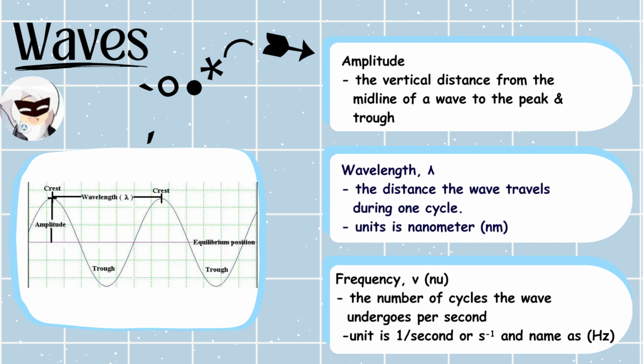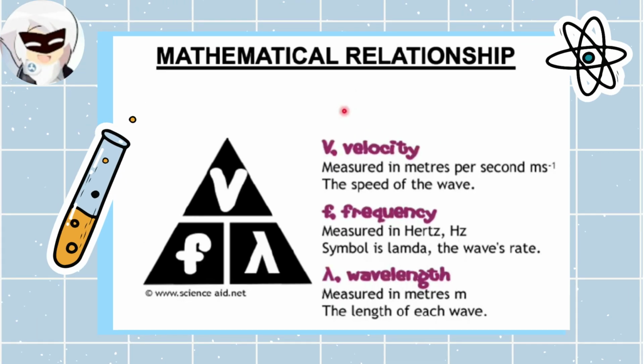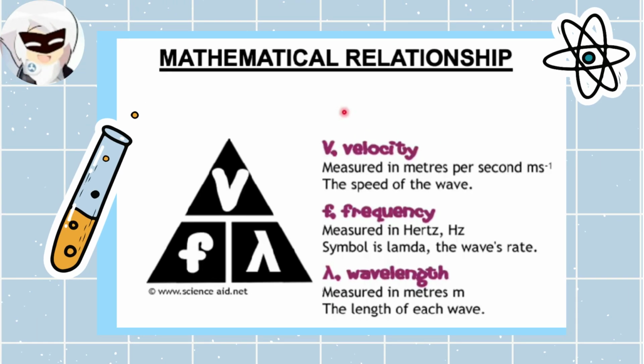Frequency, the number of cycles the wave undergoes per second. The unit for frequency is 1 over second, or s to the power of negative 1, and it's called hertz, Hz. We can find answers by using this triangular formula. In order to find v, you need to multiply f by lambda. But if you want to find f, you need v divided by lambda. But if you want to find lambda, you need v divided by f.